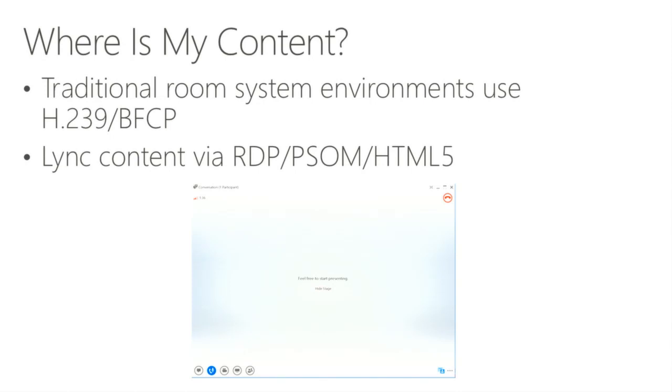The problem is that traditional systems use what are called H.239 and BFCP content protocols for content in those types of calls. Lync is using RDP, the remote desktop protocol we're all familiar with, plus PSOM and HTML5. It's also important, and I'll get into some options that some partners and vendors, including Polycom, are looking at to solve that gap of helping content sharing between those. But before we get into that, it's important to understand some of the content delivery methods.